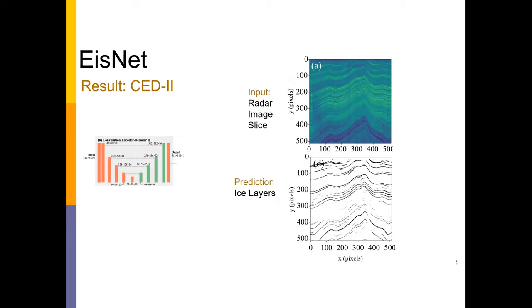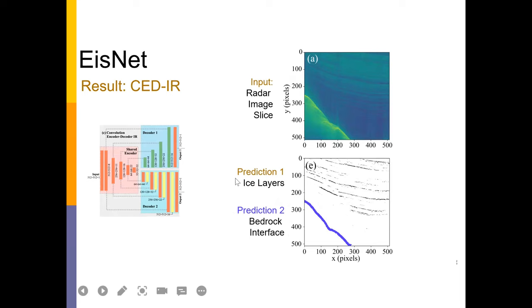This is the result of picking ice layers. We have succeeded in picking the ice layers, and we have obtained the bedrock interface. We successfully picked the bedrock interface like this.